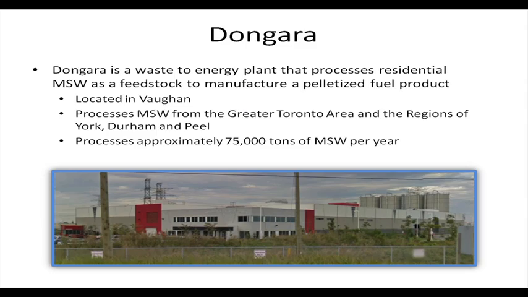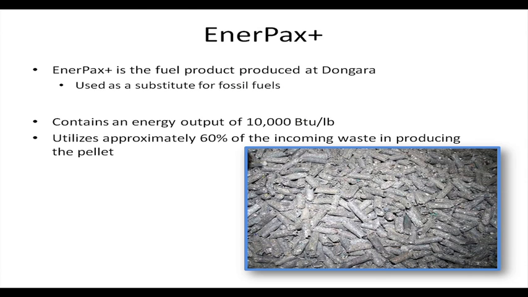That material is what this particular plant is processing. It processes residential MSW as a feedstock to manufacture a pelletized fuel product. We did an LCA exercise on it. When I say we, my student actually did it under my supervision, and that was part of his master's work. So it's a fuel product produced in Dongera. You can see the picture here. This is how it looks, small pellets, and it has an energy output of around 10,000 BTU per pound. It's a good energy source.